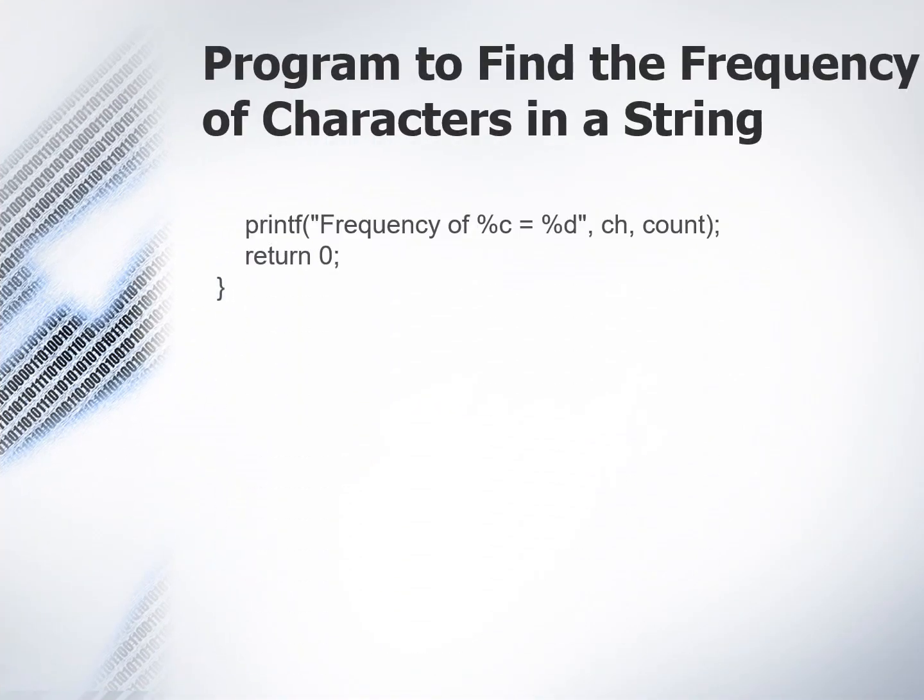Moving on, after we have found the count, we will print "Frequency of ch equals" the count, and in the end we will return 0.